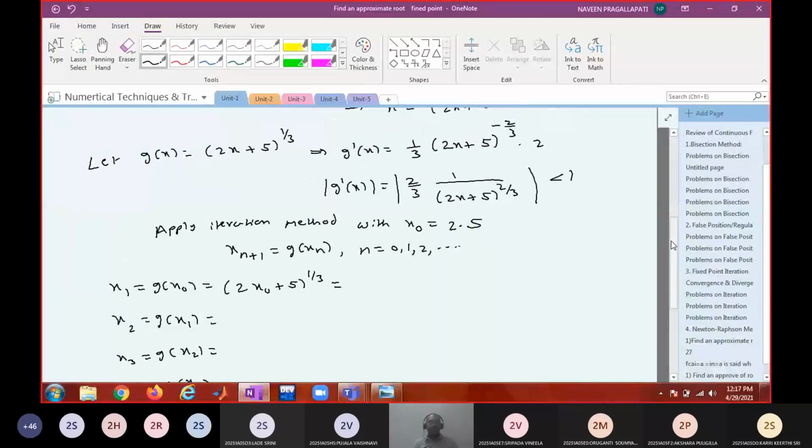It is better to store the value in the variable, or you can multiply the answer with 2, add 5 and take power 1 by 3. That is also fine.